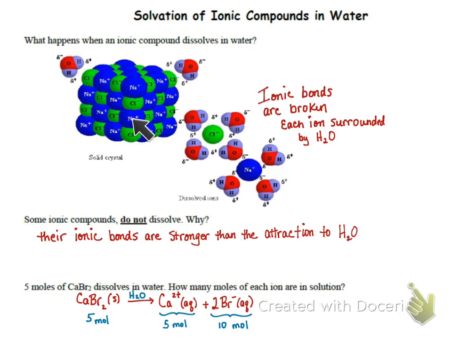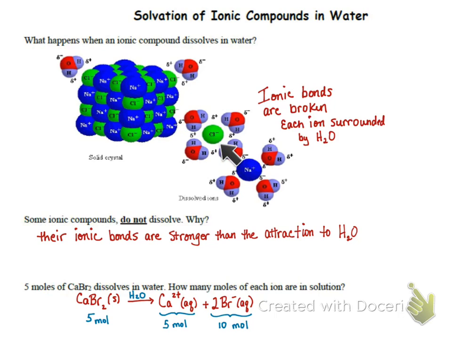And the reason why this happens is that each ion comes apart, so the ionic bonds are broken, and then each ion, chloride, is surrounded by water, and sodium is surrounded by water. So each ion is more attracted to water than it is to its partner in its ionic compound.